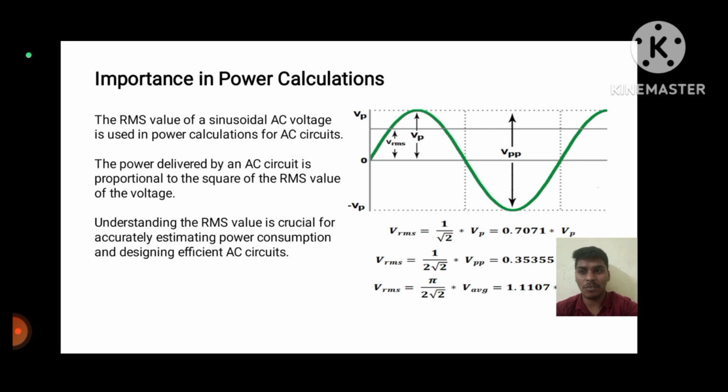Importance in power calculation. The RMS value of the sinusoidal AC voltage is used in power calculations for AC circuits. The power delivered by an AC circuit is proportional to the square of the RMS value of the voltage. Understanding the RMS value is crucial for accurately estimating power consumption and designing effective AC circuits.